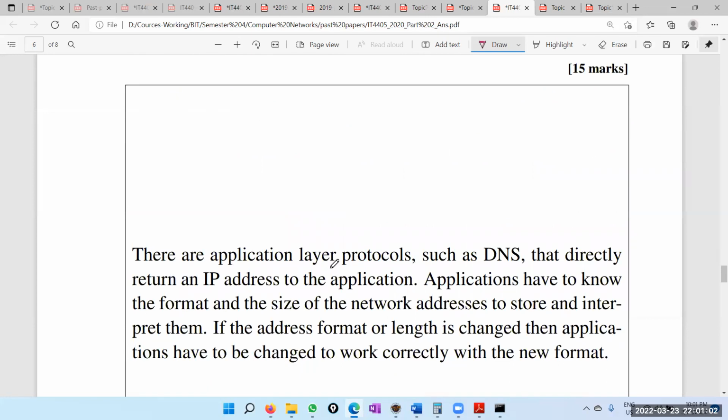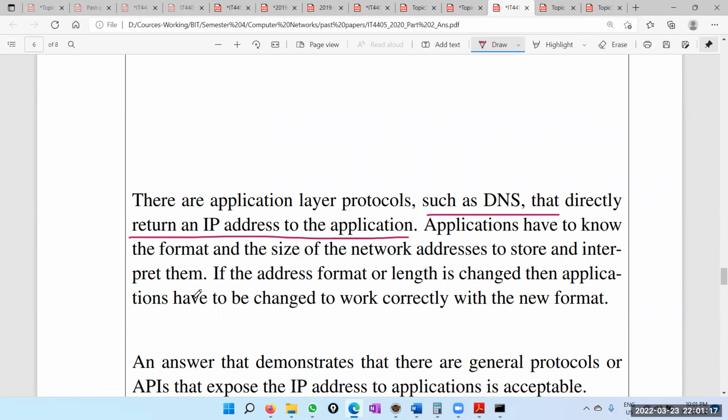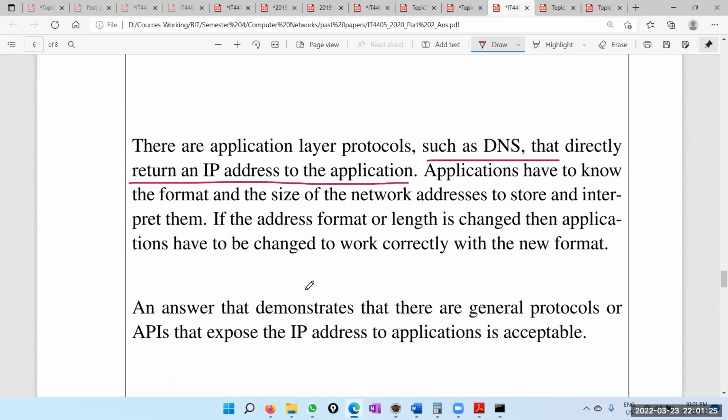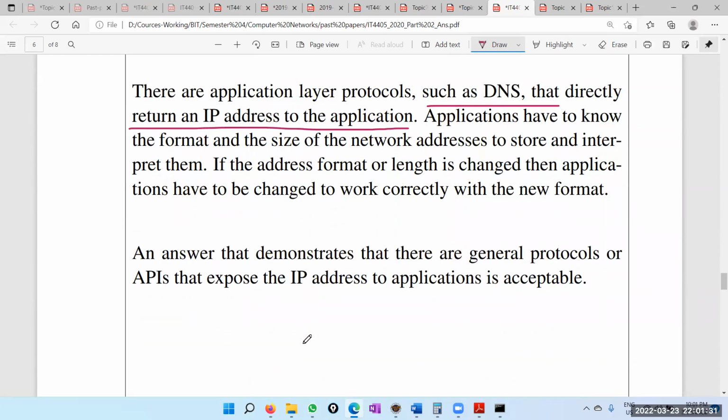Right. There are application layer protocols such as DNS that directly return an IP address to the application. Applications have to know the format and the size of the network addresses to store and interpret them. If the address format or the length is changed, then the application has to change to work correctly with the new format. So that is if you are working at the IP address level. An answer that demonstrates that there are general protocols or APIs that expose the IP address to the application is acceptable.